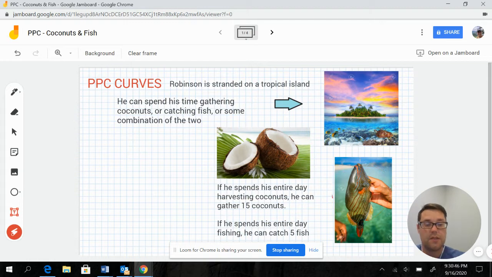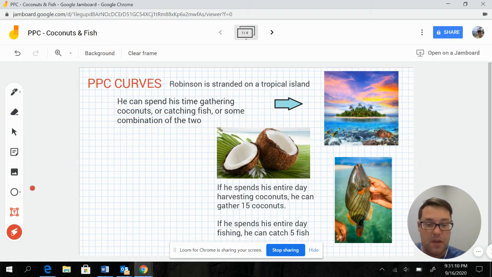Now he's been shipwrecked on this island. He doesn't have any tools other than his own labor and his hands, right? So it's very difficult for him to be successful. Fishing with your bare hands is often difficult. Climbing the trees to gather coconuts is also difficult. But how would we graphically represent this?